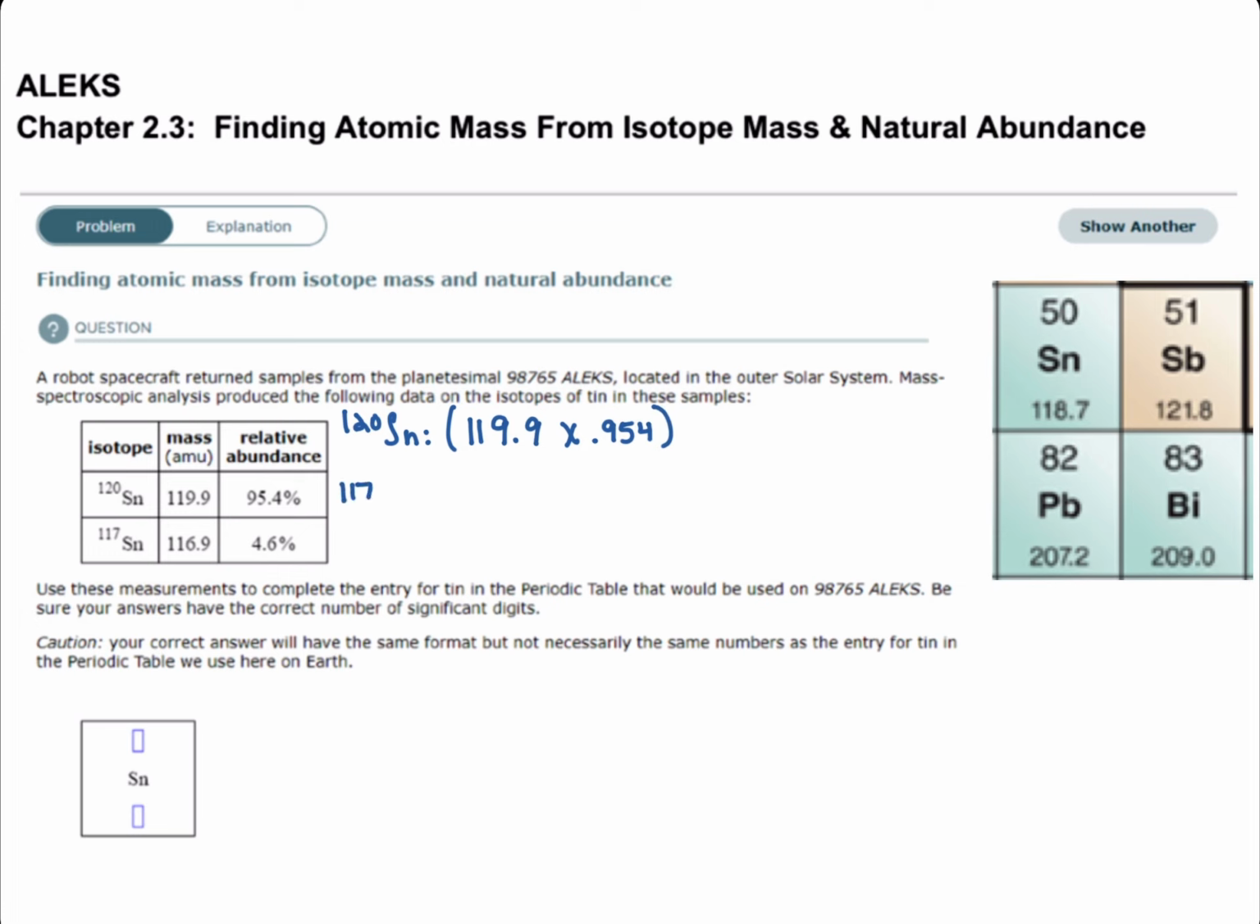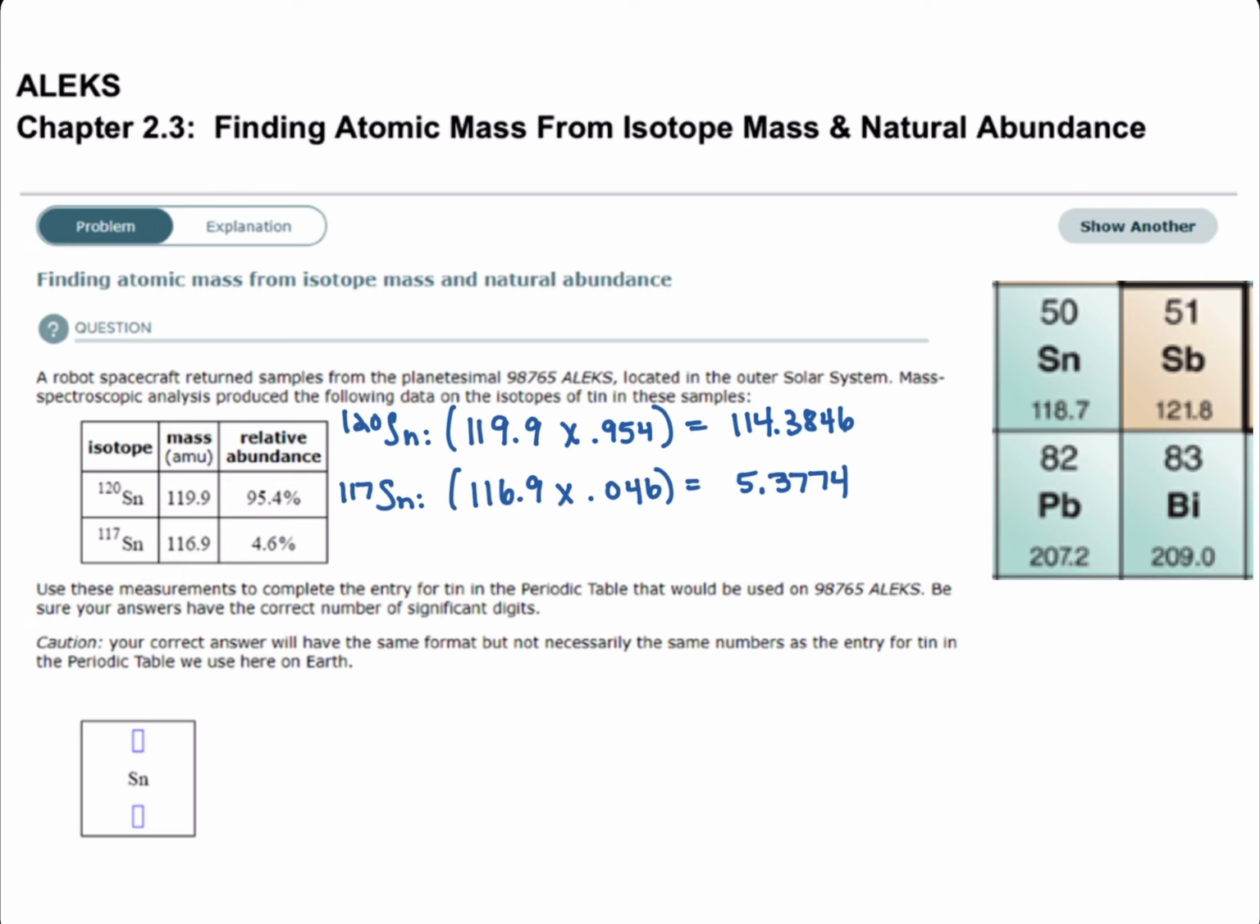We're going to do the same thing for the second isotope: 116.9 times 4.6%. Remember to convert the percent to a decimal. We're going to divide by 100 or just move the decimal 2 places to the left. We're going to use all the digits that our calculator produces because we cannot round too early. But we're going to keep a mental note of our significant figures.